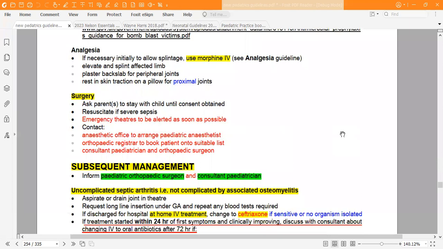Surgery. Ask parents to stay with the child until consent obtained. Resuscitate if severe sepsis. Emergency theater to be alerted as soon as possible. Contact anesthetic office to arrange pediatric anesthetist. Orthopedic registrar to book patient onto suitable list. Consultant pediatrician and orthopedic surgeon. So this is the team. You will contact the emergency theater to be alerted, the anesthetic office to arrange a pediatric anesthetist, orthopedic registrar to book patient into suitable list, and consultant pediatrician and orthopedic surgeon as well.